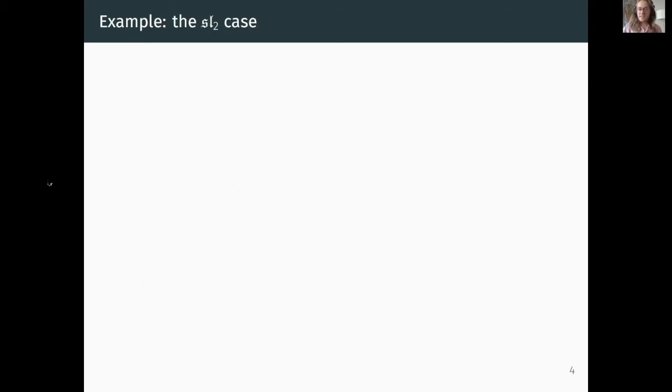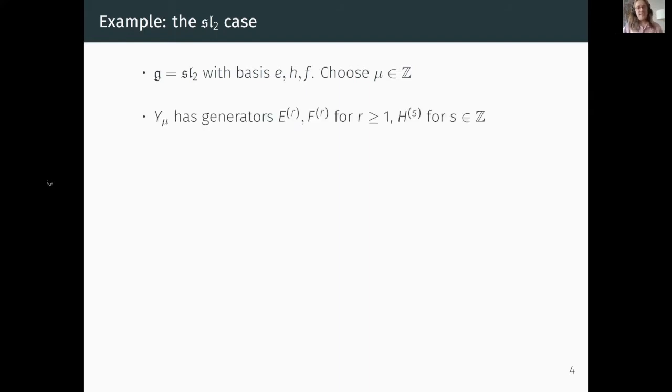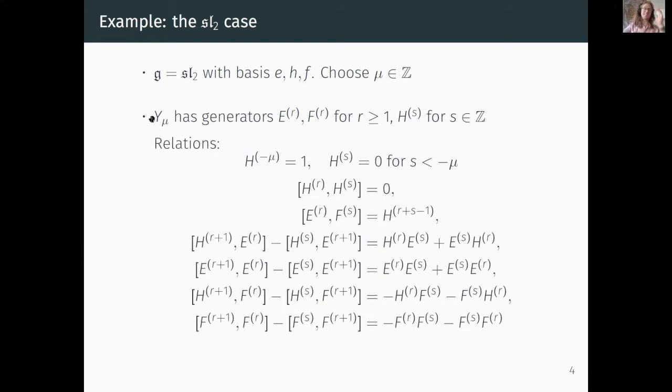So let's just discuss the SL2 case and not write any more relations, just flash them here. SL2 has a basis E, H, and F, the usual guys. Our coweight here is just one integer, mu. Then this shifted Yangian has three generators, but they have an upper index r: E, F, and H. E and F only range over the non-negative integers, but H ranges over all of the integers s, and here are the relations.